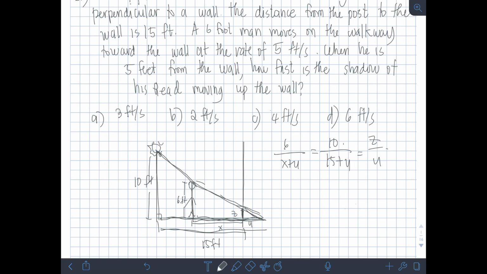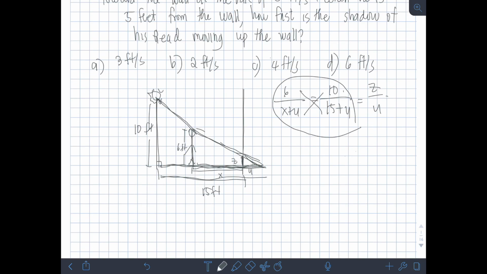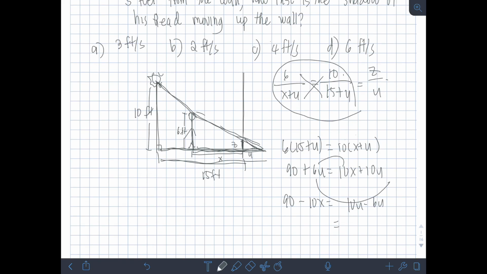Okay? So, ngayon, pwede nating ma-solve dito yung u in terms of x. So, cross-multiply natin itong dalawang equation, magiging 6 times 15 plus u equals 10 times x plus u. So, 6 times 15 is 90 plus 6u is equal to 10x plus 10u. So, transpose ko dito si u, transpose ko dito si x. So, 90 minus 10x is equals to 10u minus 6u. So, we have 10u minus 6u is 4u. 90 minus 10x is copy lang.